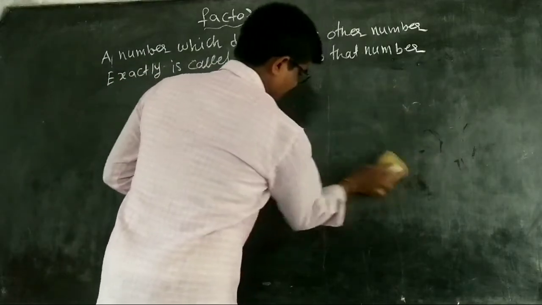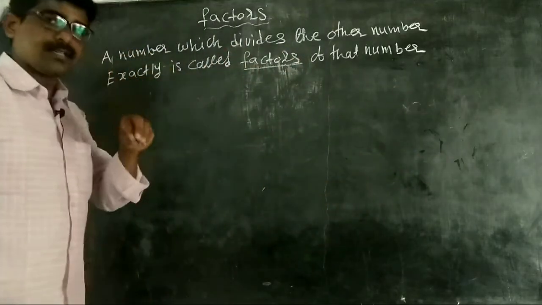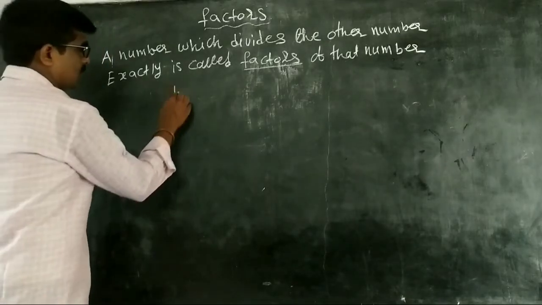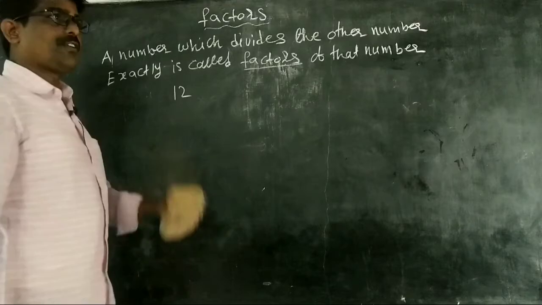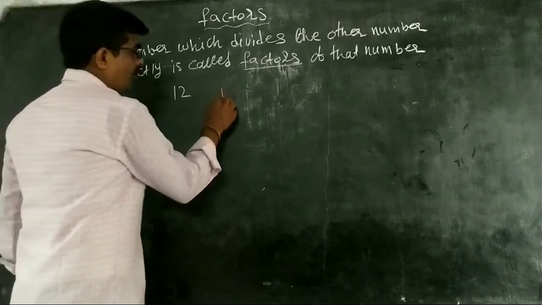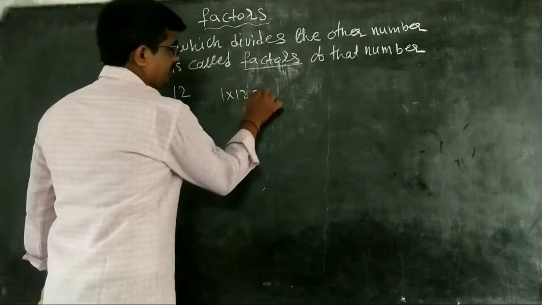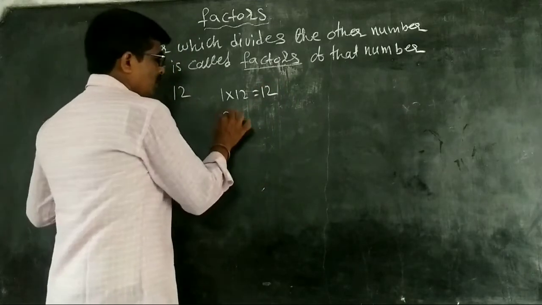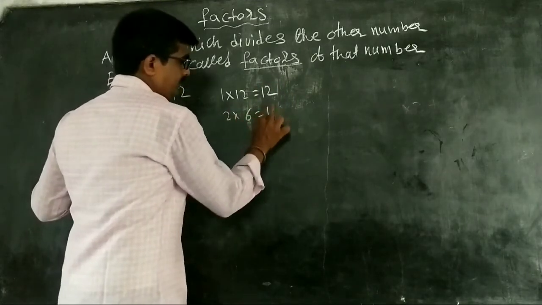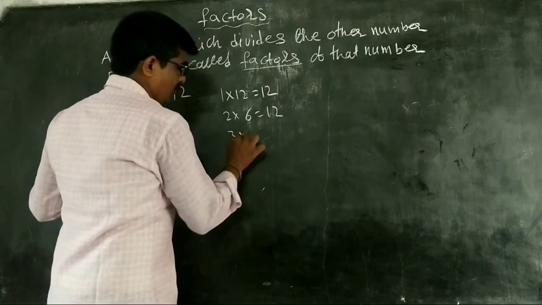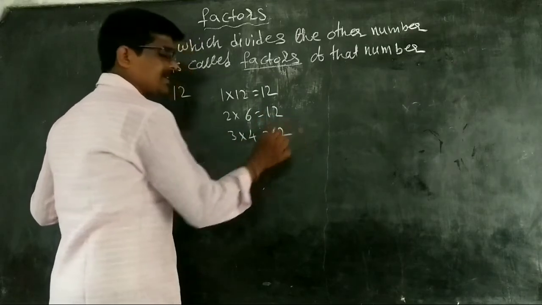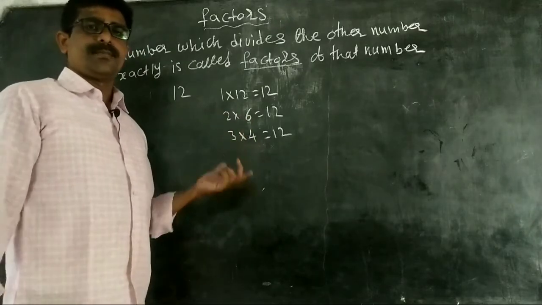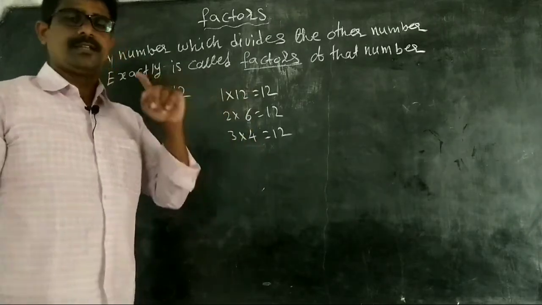So, how to write factors? I am taking simple numbers right now. For example, take 12. First I start with 1: 1 times 12 is 12. Next, 2 times 6 is 12. 3 times 4 is 12. There is no other choice. 4 times 3 is 12, 6 times 2 is 12. Same numbers are repeated, so we take only one way, that's enough.